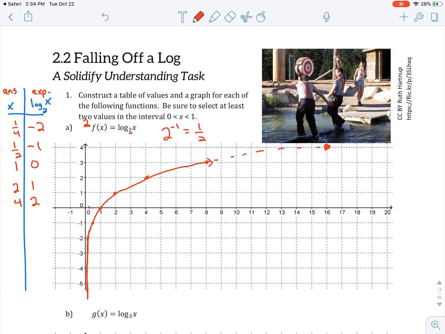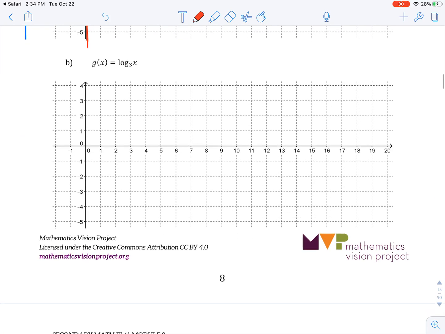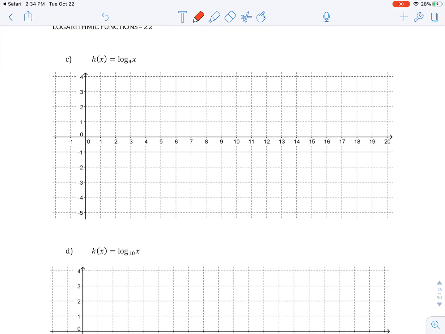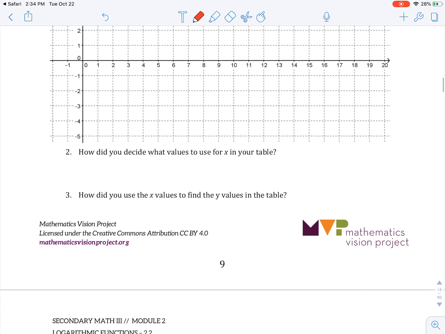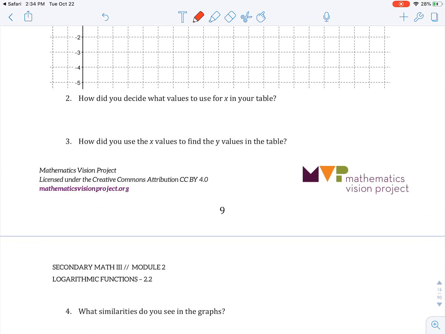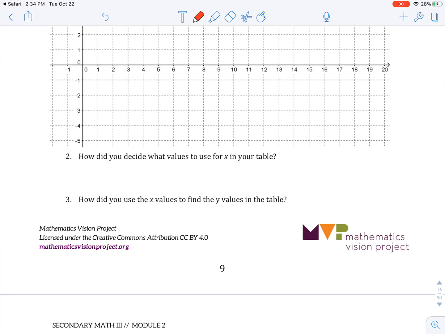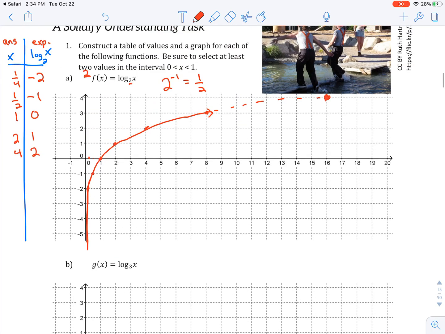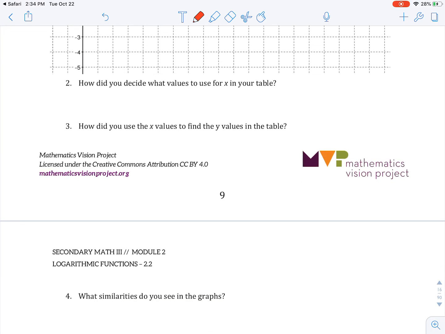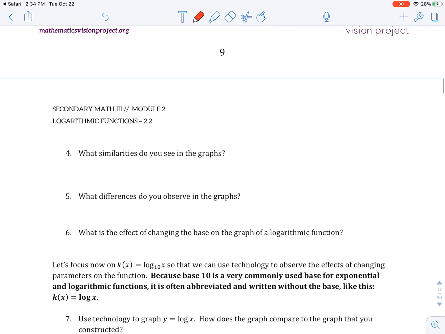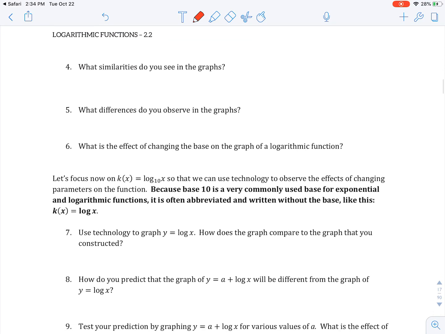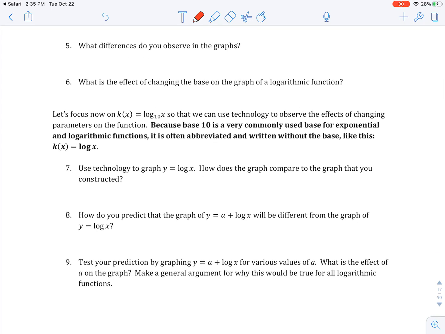Okay, that gives you enough information to graph B, C, D, and then answer the questions. How did you decide what x values to put in your table? Well, Mr. Thacker gave them to me. I don't know. Why do you think I chose those? Okay. 3, how did you use the x values to find the y values in the table? And you just go through and you answer questions on all those based on the graph. So we'll pause the video here, and then we will pick up again after you answer those questions based on that.